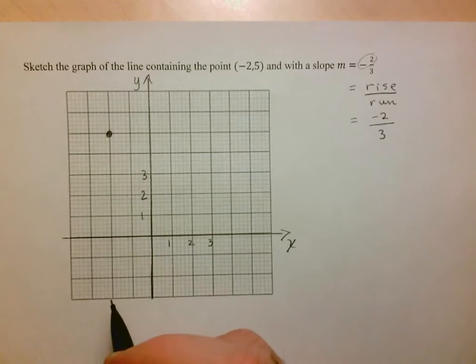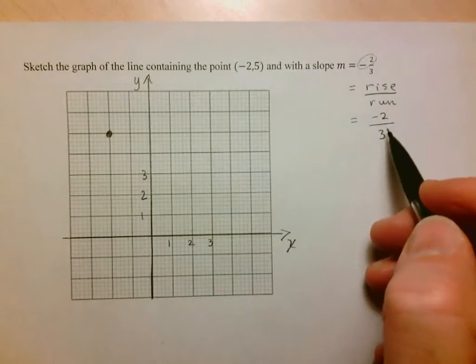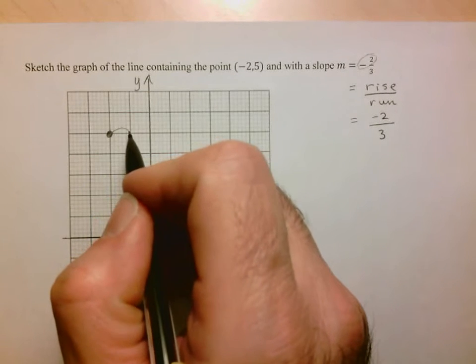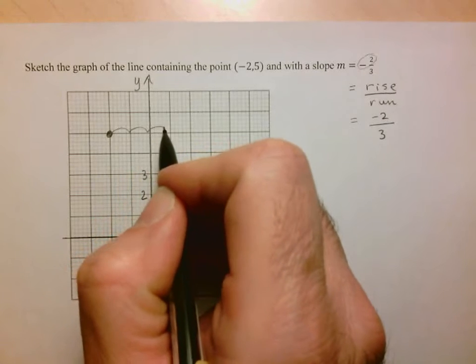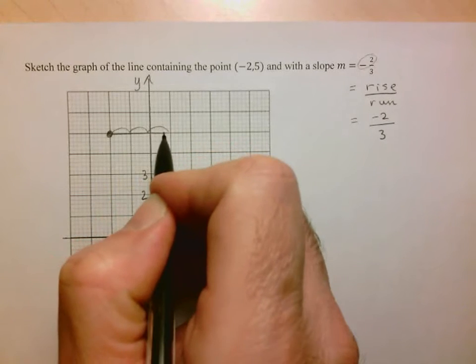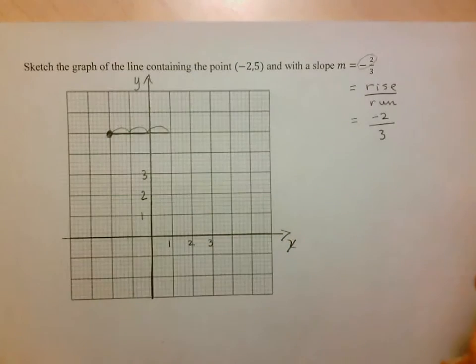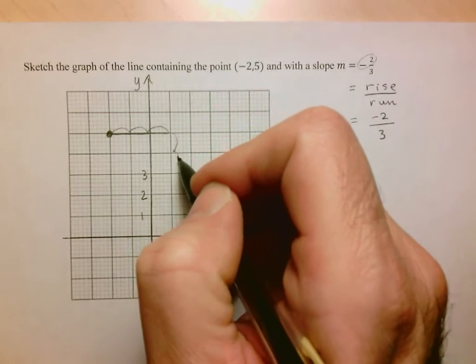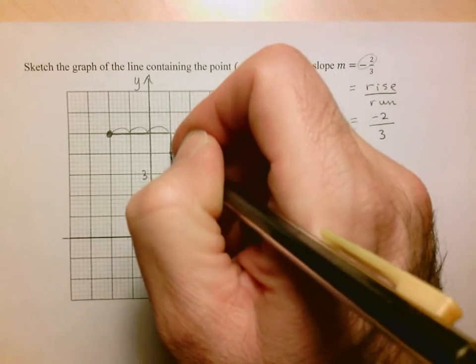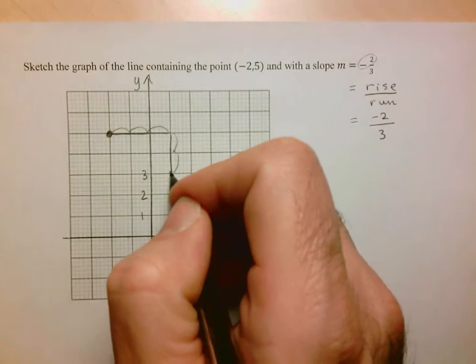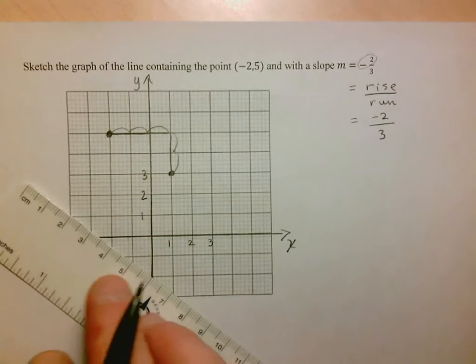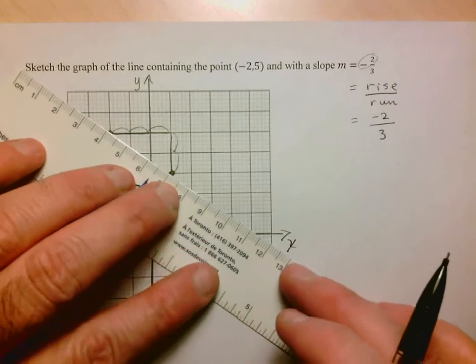Now I'm going to use rise and run. The run is 3, so I'm going to move 3 units to the right. There's my run. And since my rise is negative, I'm going to move down 2 units. That means another point on the line will be right there at (1, 3). Now that I have these 2 points on the line, I can just sketch my line.